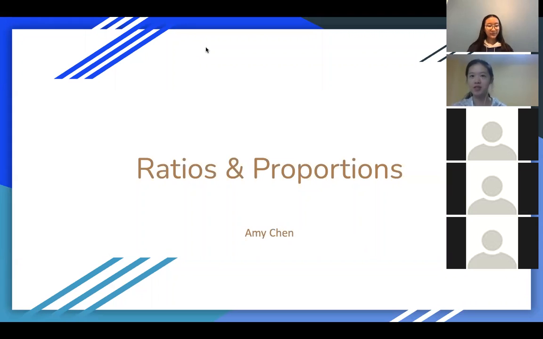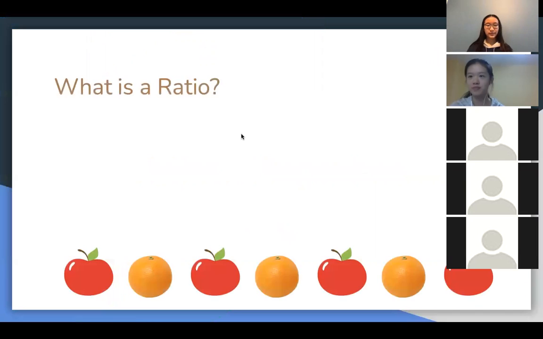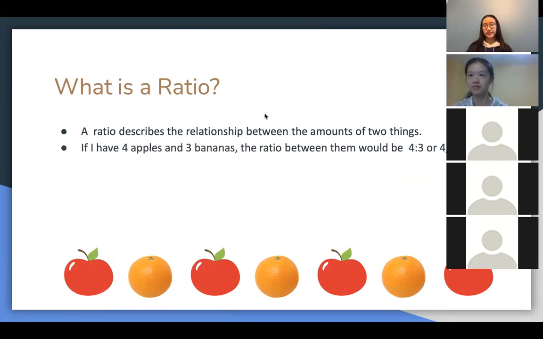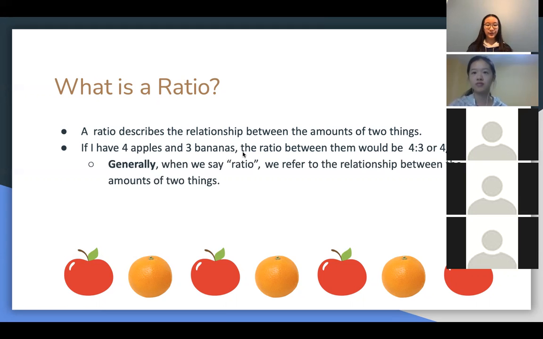Okay, so today we're going to be learning about ratios and proportions. All right, so first off, what is a ratio? A ratio describes the relationship between two things. So in this example, if I have 4 apples and 3 bananas, the ratio between them would be 4:3, or the fraction 4 over 3. And make sure it says the ratio between apples and bananas, not the ratio between bananas and apples. So it's 4:3, not 3:4. And that's a common mistake people make, so just make sure you look at the question carefully.